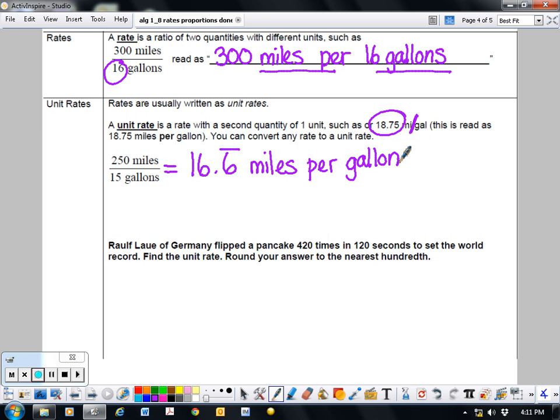So we have Rolf Lau, I guess. I don't know how to say that, actually. Of Germany, flipped a pancake 420 times in 120 seconds. So we have 420 flips in 120 seconds. To set the world record, find the unit rate. So I'm going to go ahead and take the 420 and divide by 120.